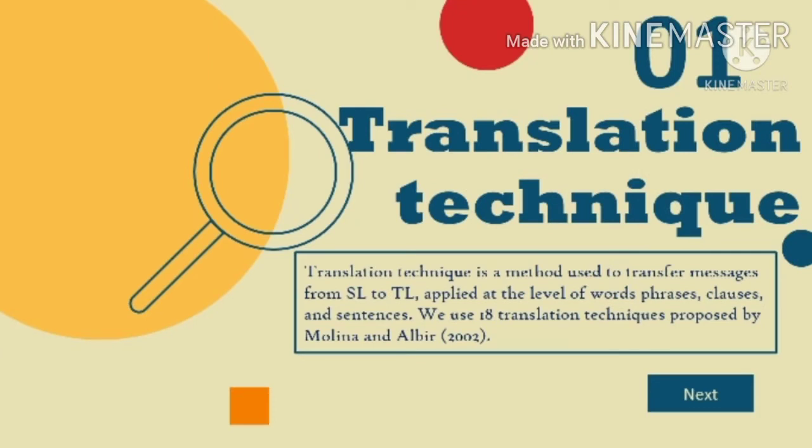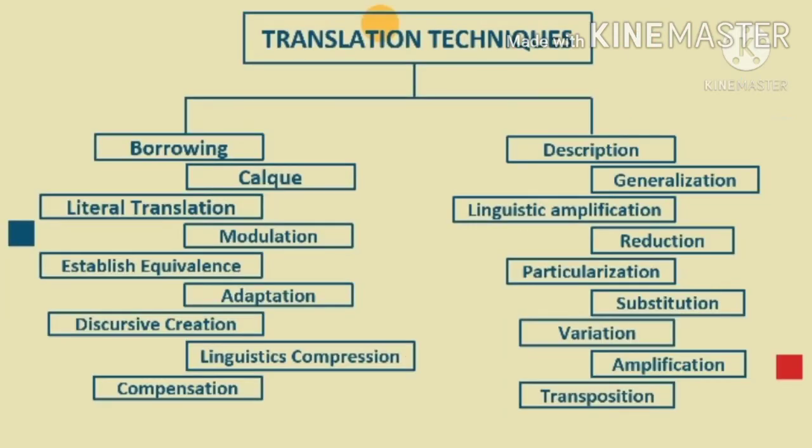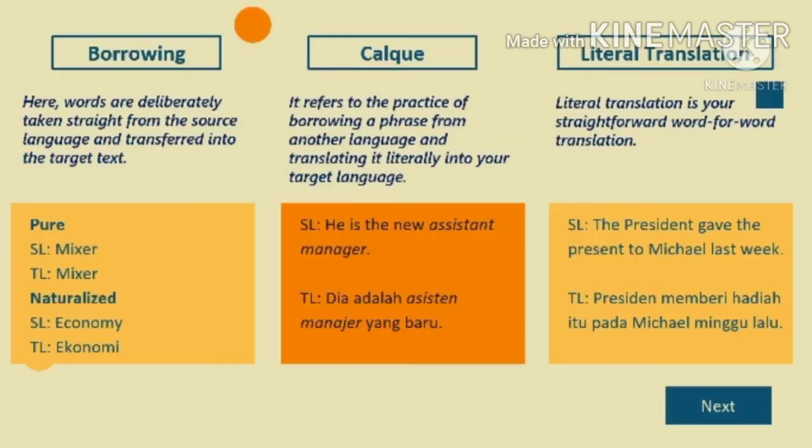Okay, let's get started by me, Dina Trisnawati, with student ID number 19320002. We'll discuss translation technique. We use 18 translation techniques proposed by Molina and Albert 2002. See this card for a list of the various translation techniques according to Molina and Albert. Let's discuss one by one.